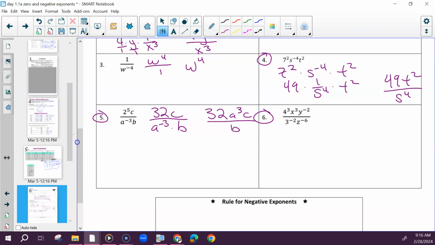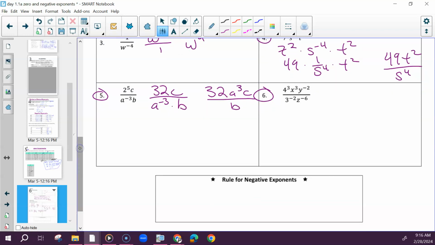Right, we're going to condense and do a little bit more simplified here. So in number 6, we have a couple different things. We can figure out what 4 to the third is. We have 3 negative exponents, so all of those are going to switch places, and we're going to do that at the same time. What is 4 to the third? 64. X to the third. I'm going to switch the 3 to the negative 2, z to the negative 6 up, and move the y's to the negative 2 down.